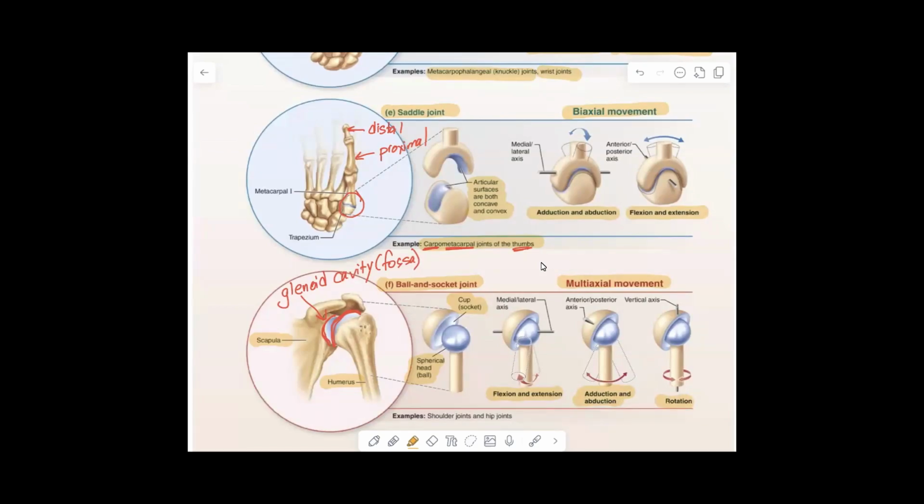So if they were to ask you, for example, on a lab, what type of movements are allowed at a multi-axial joint, you would answer all four of these. You would say flexion, extension, abduction, adduction, rotation, as well as circumduction.